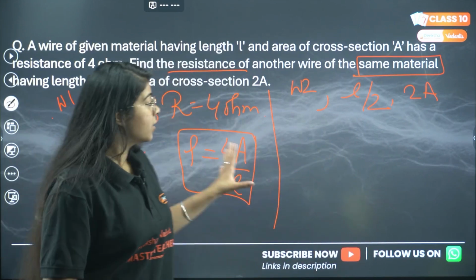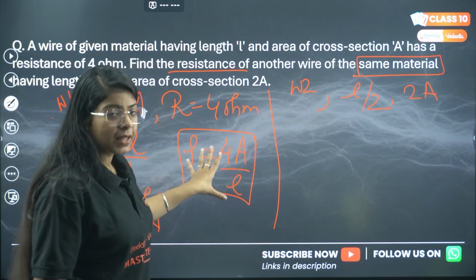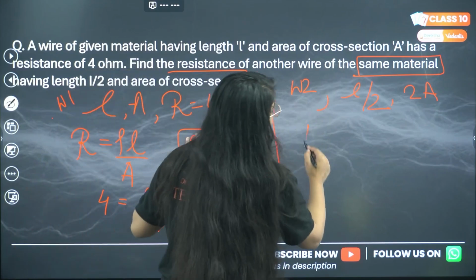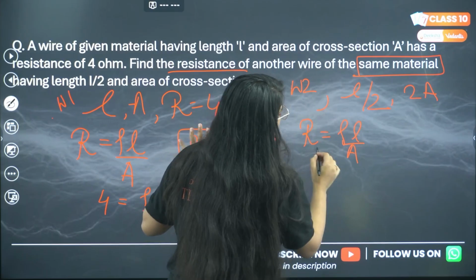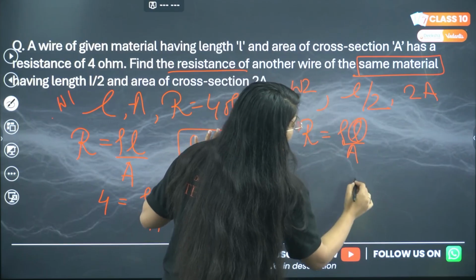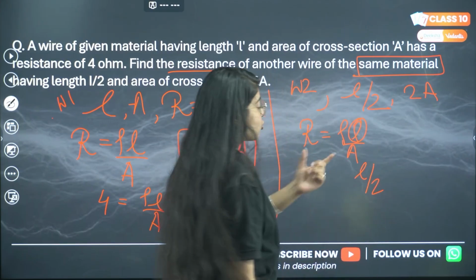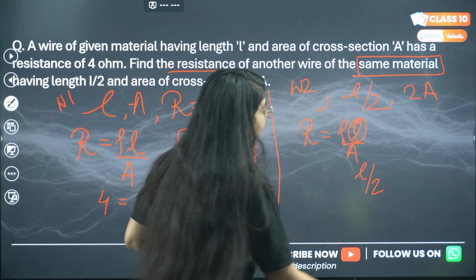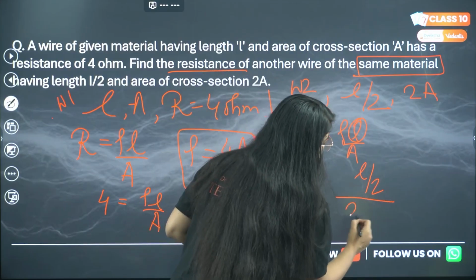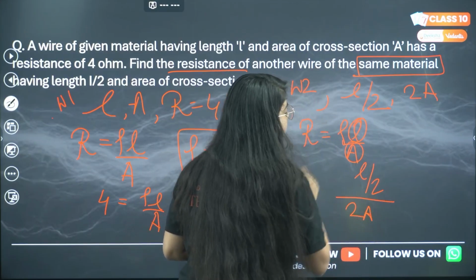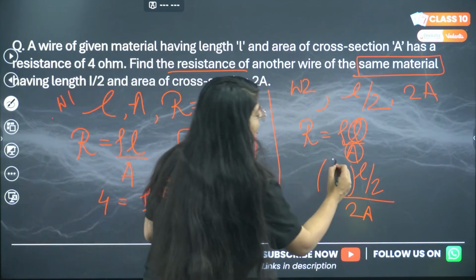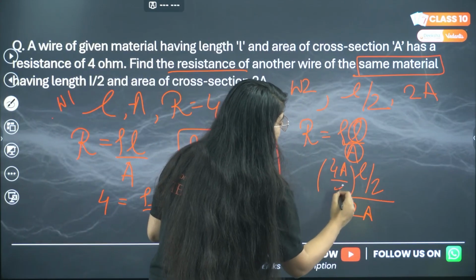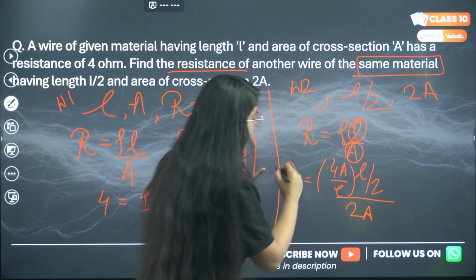So for this other wire, this will be the resistivity, right? So for this, resistance is also rho L by A. But here the length is L by 2, it's not just L, and the area is 2A instead of just A. And rho, the value of rho we already found, which is 4A divided by L, and this is our resistance.